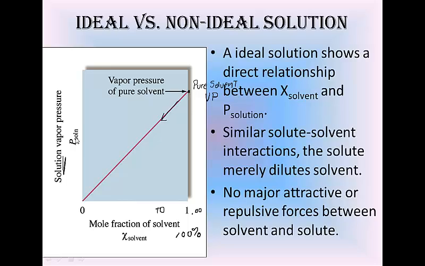There's a direct relationship between the mole fraction of the solvent and the pressure of the solution, and an ideal solution will show a direct relationship between the two. An ideal solution will typically have a similar solute-solvent interaction. Remember, like dissolves like. The solute merely dilutes the solvent. The solute is not interacting with the solvent. It is not attractive to the solvent particles nor repulsing the solvent particles. So there's no interaction between the two. It is just a dilution issue.